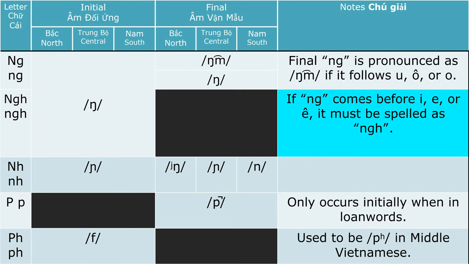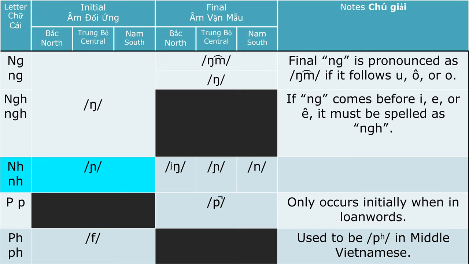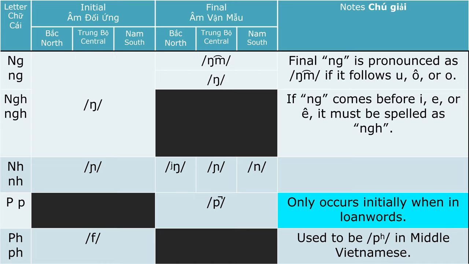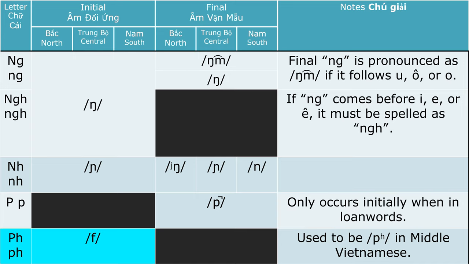Additionally, if ng comes before I, E, or E circumflex, it must be spelled as ngh. Nh: as a final in Northern Vietnamese, NH is pronounced as ang. Central, ang. Southern, an. P: the letter P only occurs initially by itself in loan words. Ph: this sound used to be pronounced as p in Middle Vietnamese.